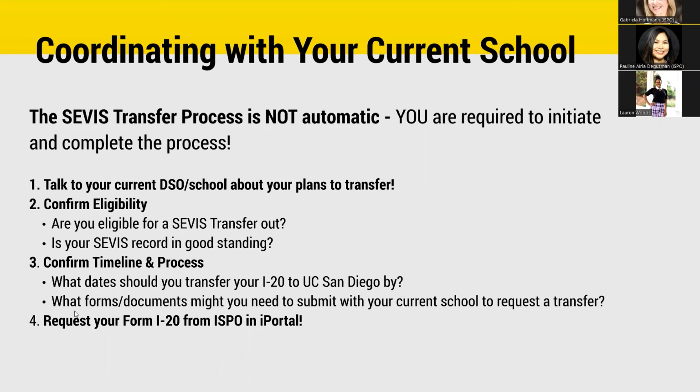Many institutions do require that you submit to them proof, of course, that you've been admitted to UC San Diego. So they may require that you show them an admission letter from UC San Diego in order to actually initiate the transfer to our institution. And then lastly, once you've completed steps 1, 2, 3 with your current school, log into our iPortal and request your I-20 from UC San Diego so we can complete the full circle. Yes, for someone on OPT, your institution name is the same as your university name.